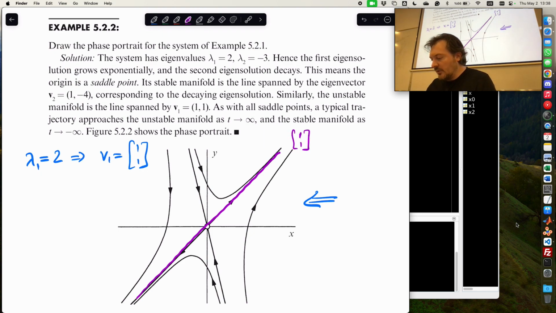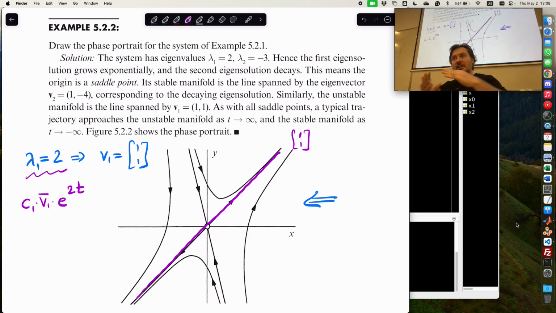Okay, and we notice that lambda 1 is plus 2. It's a real number and it's a positive real number, okay? Which means that it will explode in that direction, because no matter where we start, we will have C1 times V1 times e to the 2t. So that vector is going to grow and grow, okay?